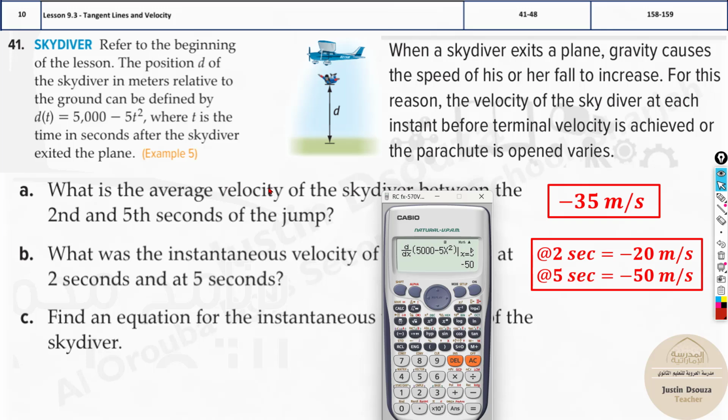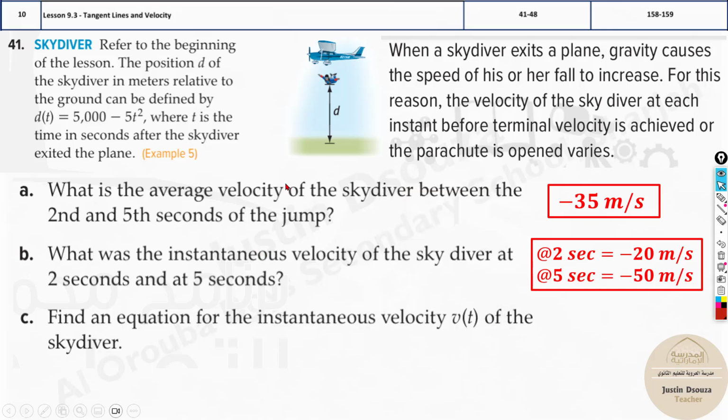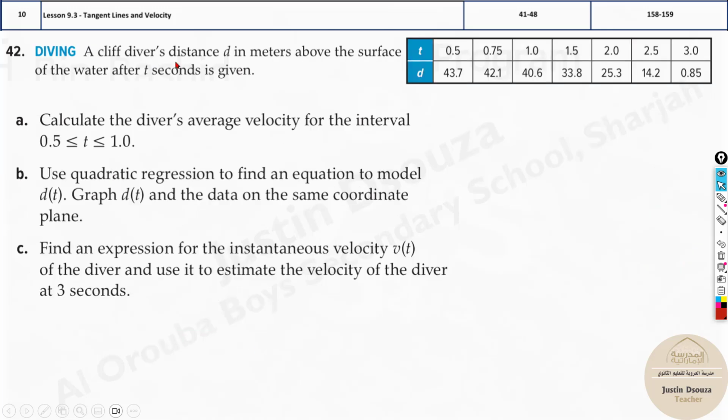Now, this was the average velocity they want at 2 and 5. We got the answer from the calculator directly. Instead of the big formula, you can do this. Find these both and take the average. Minus 50 plus minus 20 divided by 2. It'll be minus 70 by 2. It's negative 35. Average is adding both the values and dividing by 2. The answer is minus 35 itself. So that's the thing. And the last one over here was minus 10t, because 2 comes down, it'll be minus 10t. That's the answers.